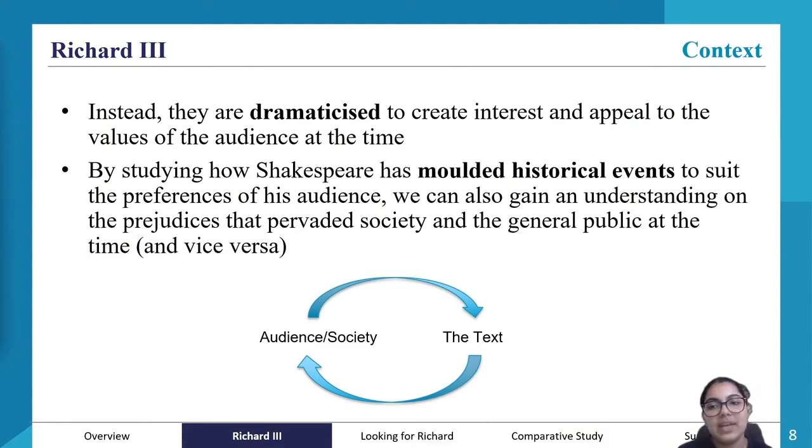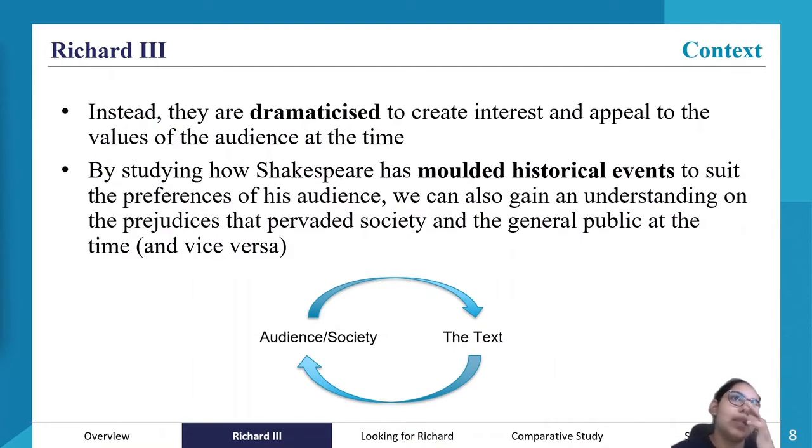So, the plays are dramatized to create interest and to appeal to the audience, and to the values of those audiences. So we know that Elizabethan society at the time was a very religious, theocratic society. They believed in all of these different doctrines like the great chain of being. So there was a hierarchy in society, and the divine right of kings, that the king was a representative of God, and hence he was second to nature.